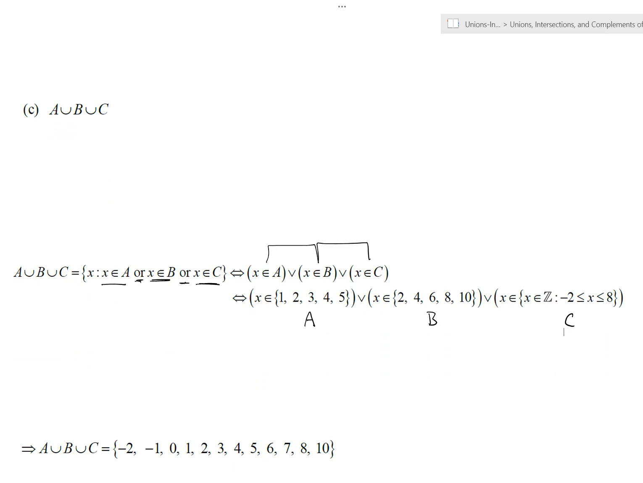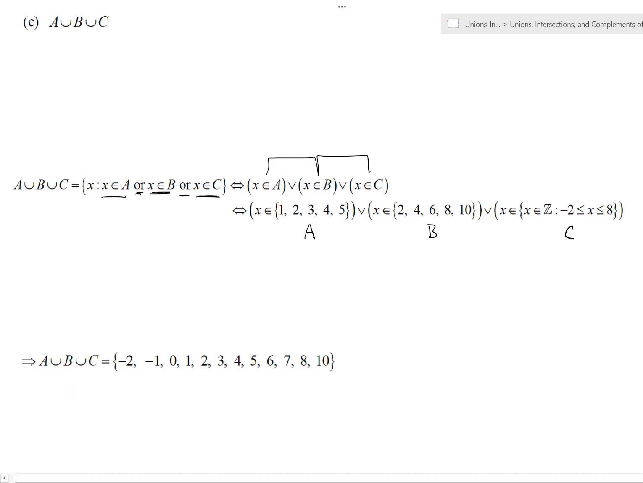Well, in C, there's -2, -1, and 0. Those three numbers are neither in A nor B, but they're in C. 1 is common to A and C. And then the number 2 is actually common to all three sets. 3 is in A and C, not in B. 4 is common to all of them. 5 is in A and C. 6 is actually in B and C. 7 is only in C. 8 is in B and C. And then 10 is also in B. So all those numbers, the union of all three of the sets.